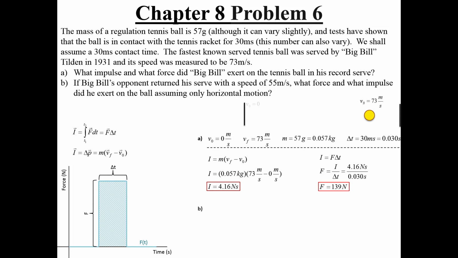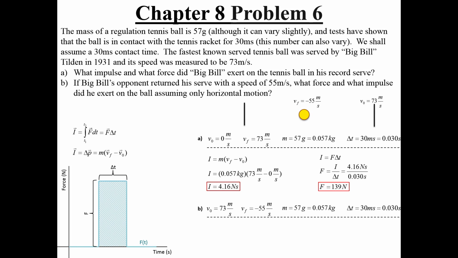In part B, the ball is already traveling towards the opponent at 73 meters per second. The opponent then swings at the ball and sends it back towards Bill at 55 meters per second. The only thing that has changed in part B are the initial and final velocities. The procedure will be the exact same.